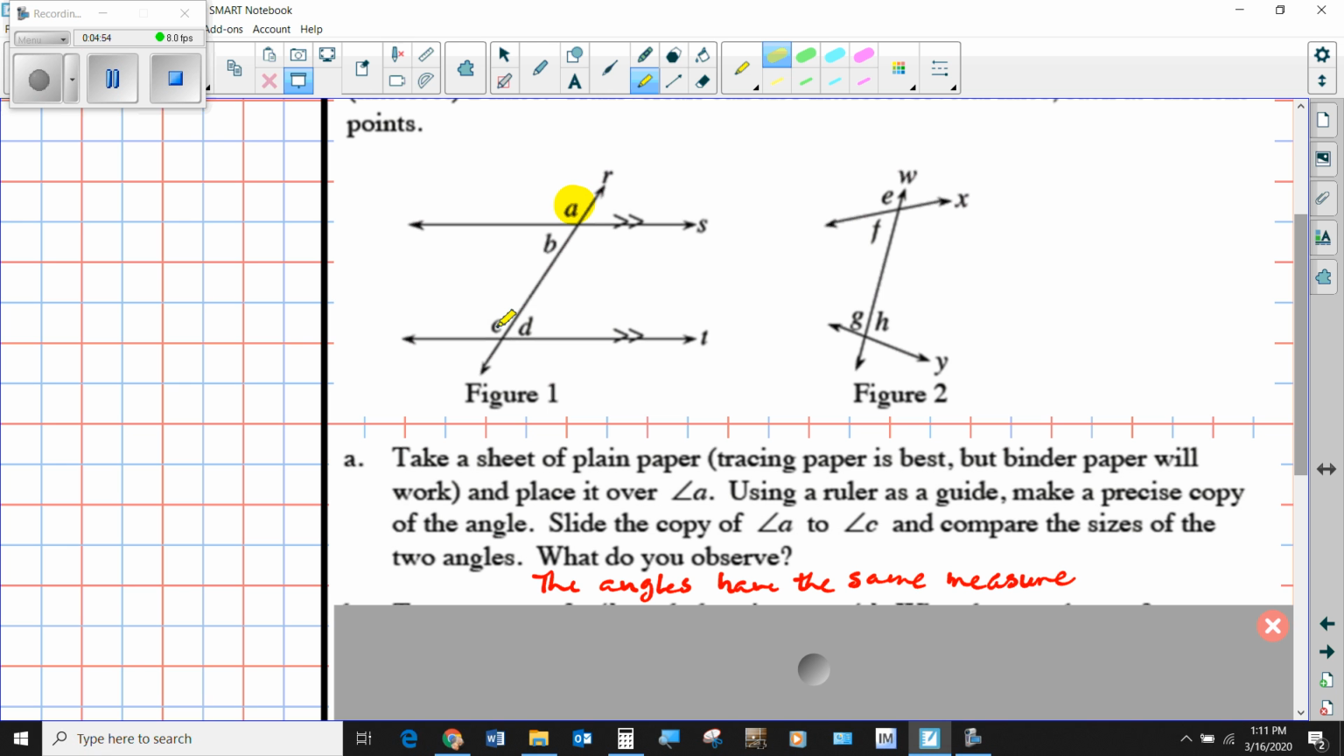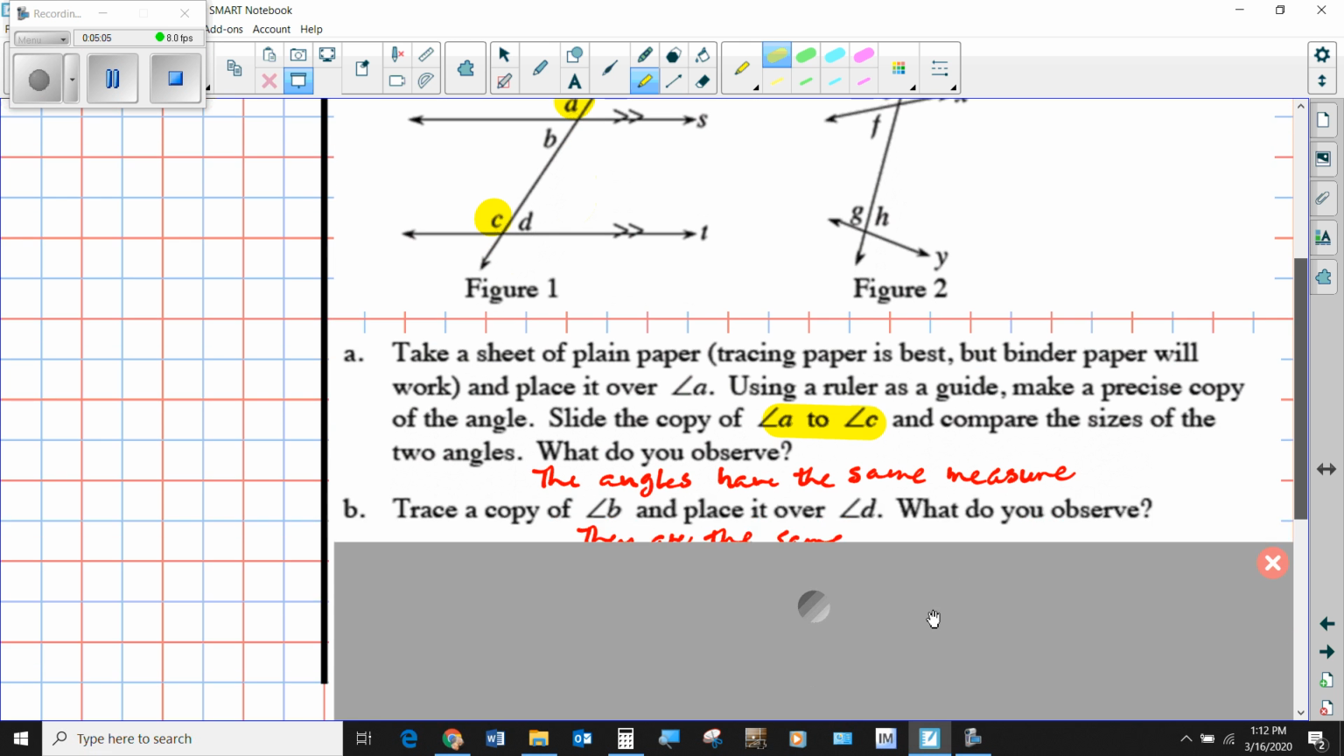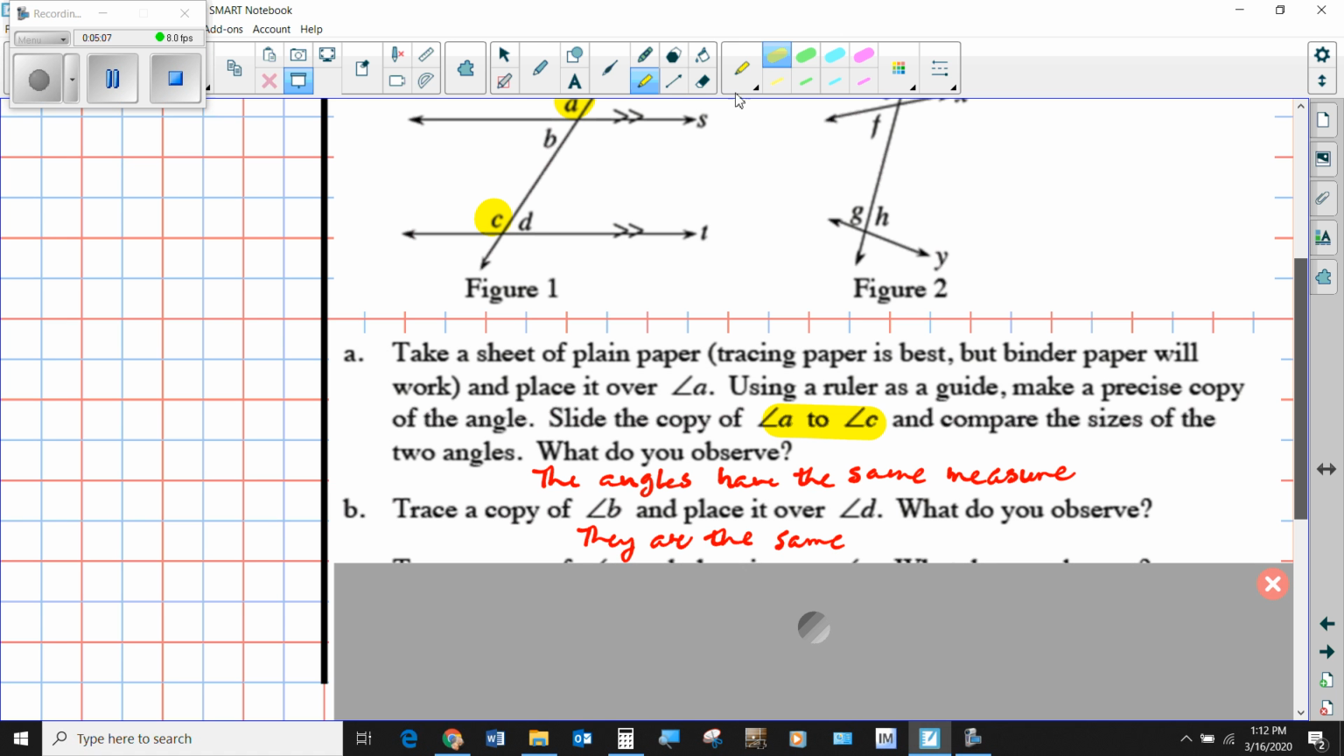So here's angle A and angle C. If you look at them, you could pull down the protractor. They look the same. They absolutely look the same. So angles A and C have the same measure. Then you take a look at angles B and D. What do you notice about them? They also appear to have the same measure.